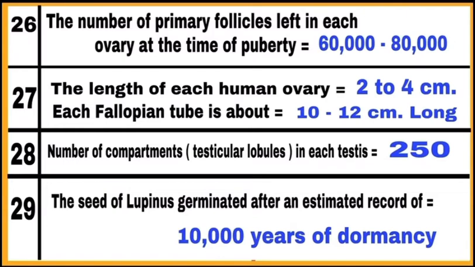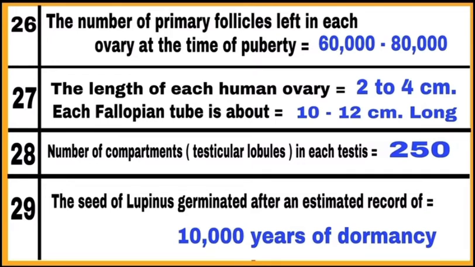27. The length of each human ovary is 2 to 4 centimeter, and each fallopian tube is about 10 to 12 centimeter long. 28. Number of compartments, also called testicular lobules, in each testis are 250. Testicular lobules are present in each testis.